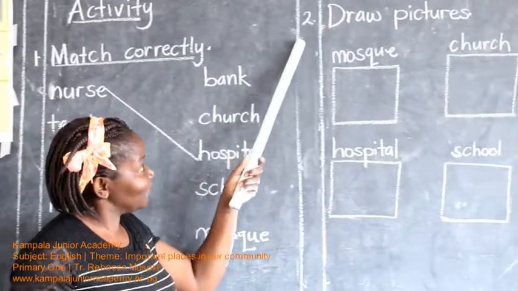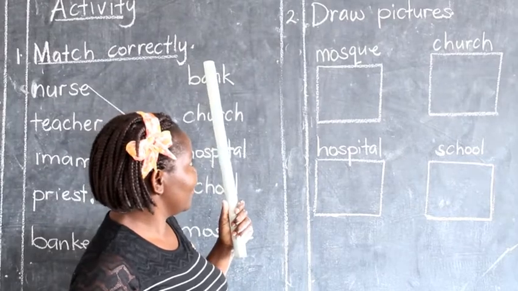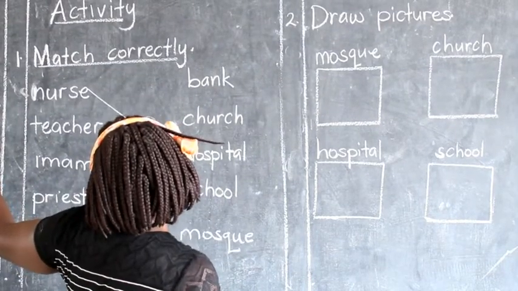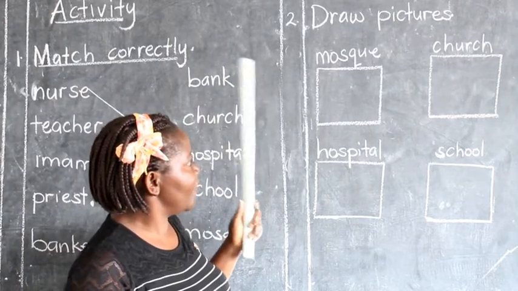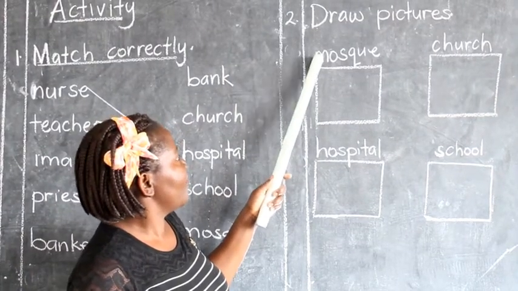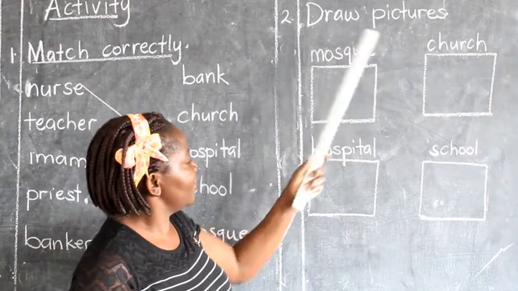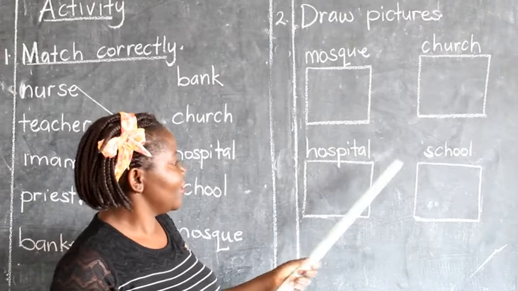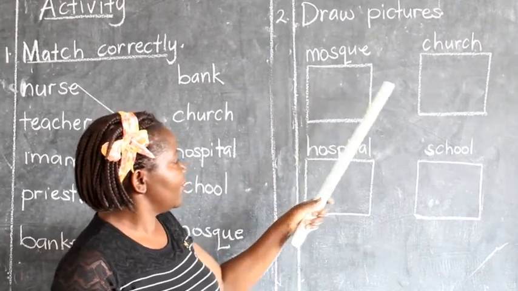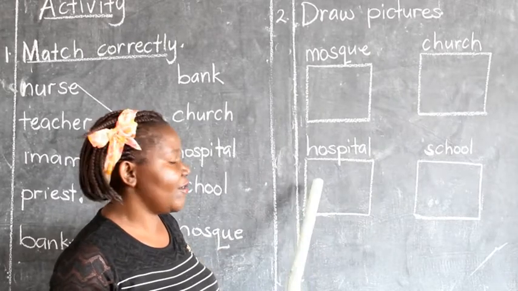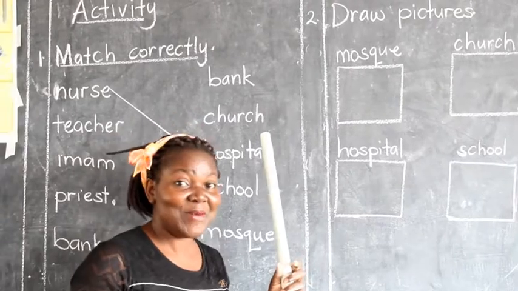Number two says, draw pictures. We've looked at this chart, it has very nice pictures, and I expect everybody to draw very nice pictures. So, number one is mosque. We have mosque, church, hospital, school. In these boxes, you're going to draw a mosque, church, school, and hospital. Very nice pictures.